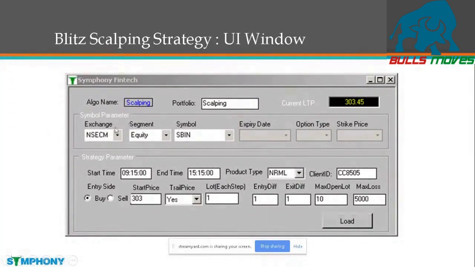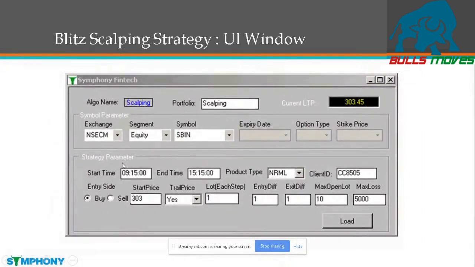You have to select the exchange segment. It can be for the NSE, CM, FO, or the future option market. It can be for any exchange. You have to select the parameters. Whenever you select the parameters, the system shows you the current LTP. So let's say for example, State Bank of India's current LTP is 303.45.